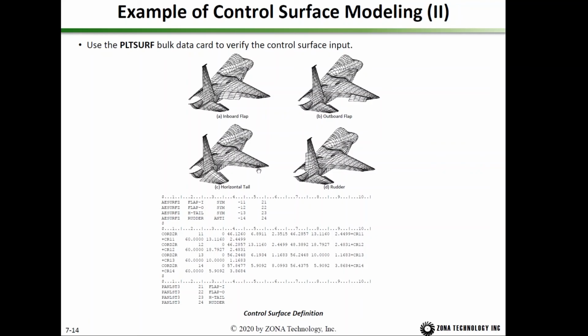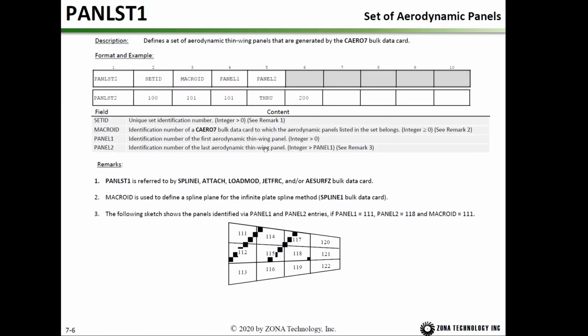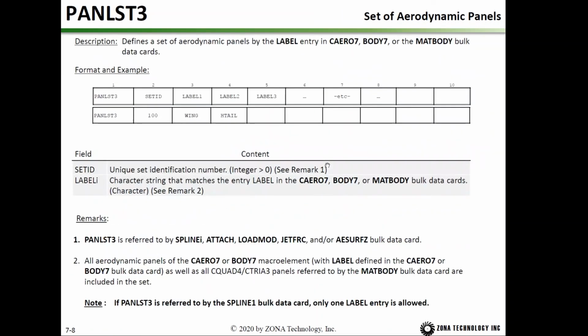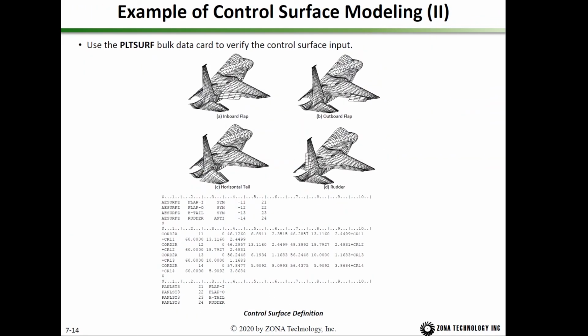So the control surface definition is based on how you define the hinge line, and based on the right hand rule. If this is a hinge line, then the control surface deflecting downward is positive deflection. And so this is the end of Chapter 7.